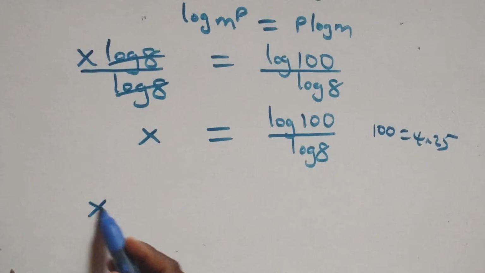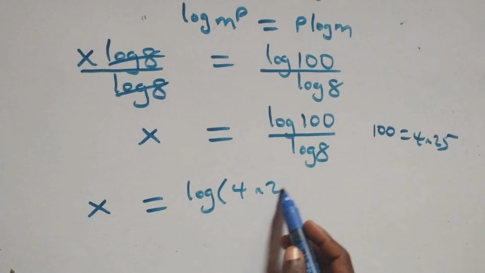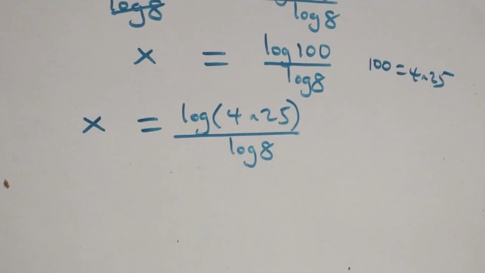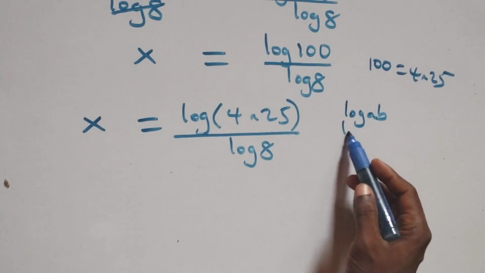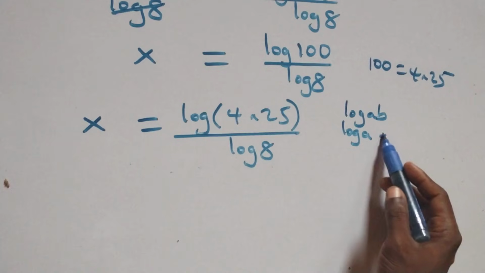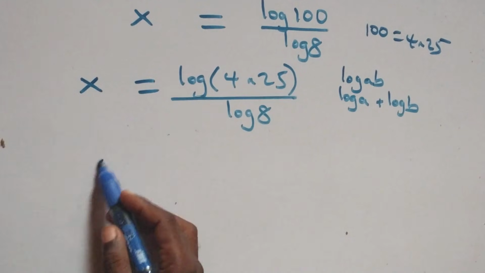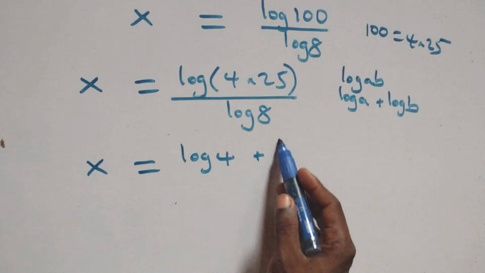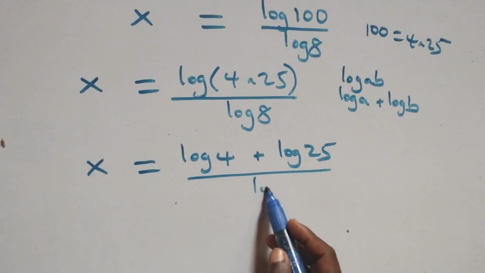That is, here we have x equals log 4 times 25 over log 8. This follows the law of logarithm. When we have log a times b, the same thing as log a plus log b. That is, here we have x equals log 4 plus log 25 over log 8.